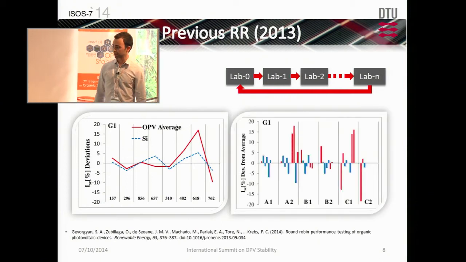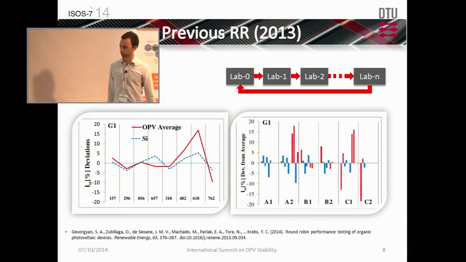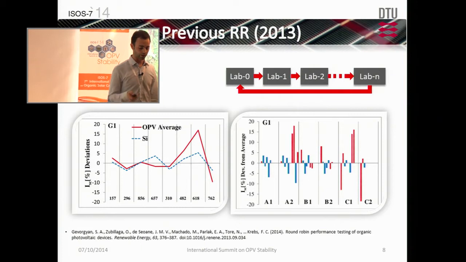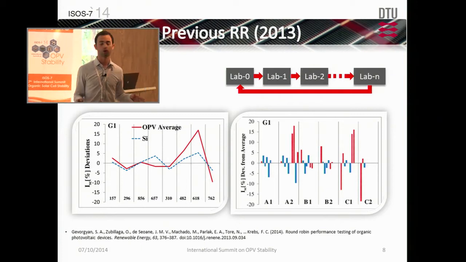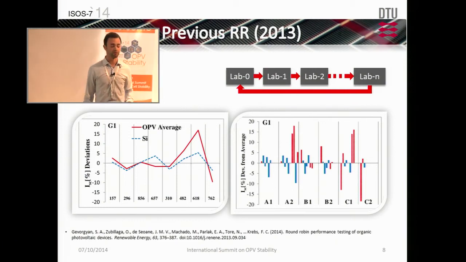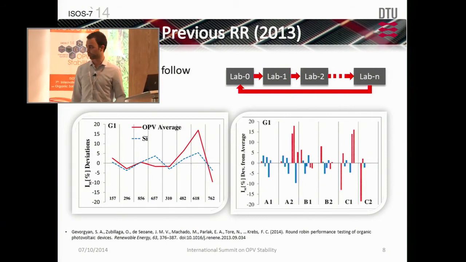When we look at this graph instead, we have different solar cells. So A1, A2, B1, B2, and C1, C2 are different devices. And each column represents the deviation from average of the short circuit current for each different lab. The red columns indicate that a lab was not completely following the measurement protocol. And you can see that if you're not careful enough, you can actually get a very high deviation from average. So this again proved that we really needed to make sure that we follow protocols.